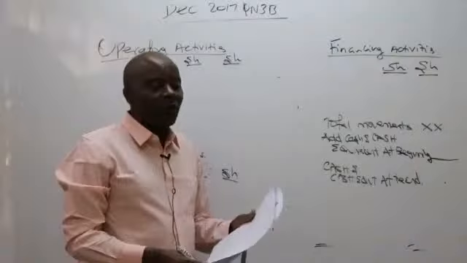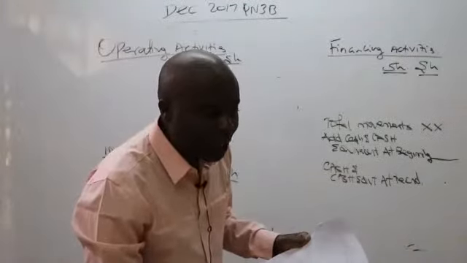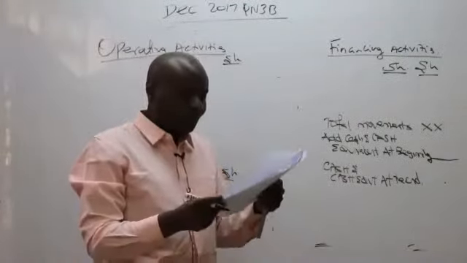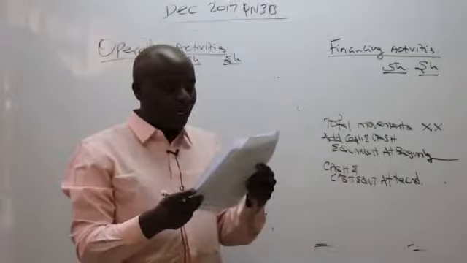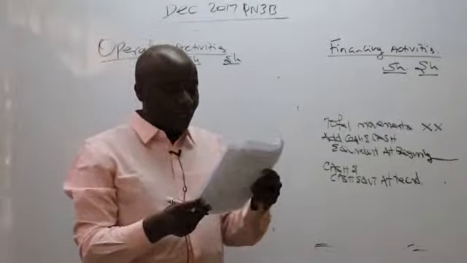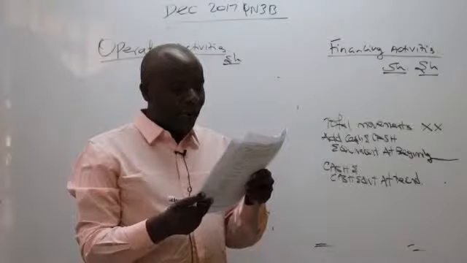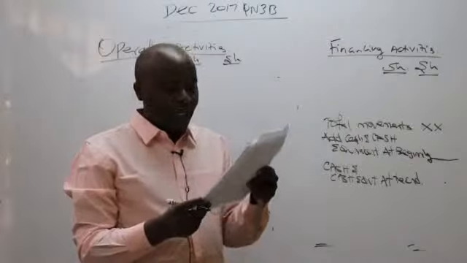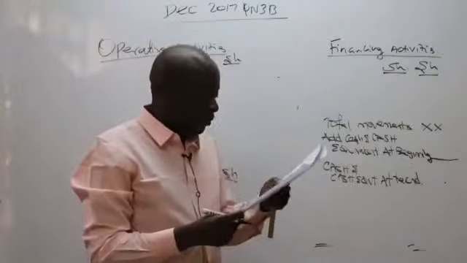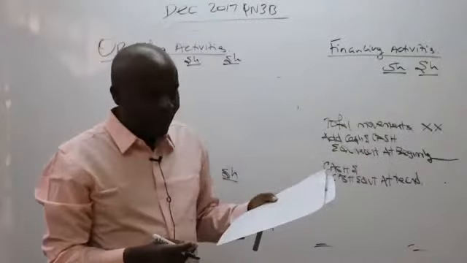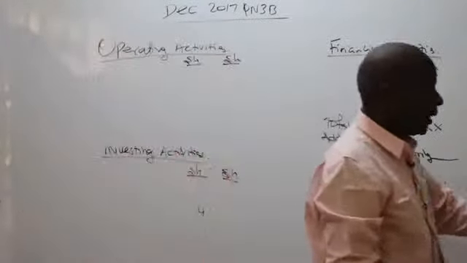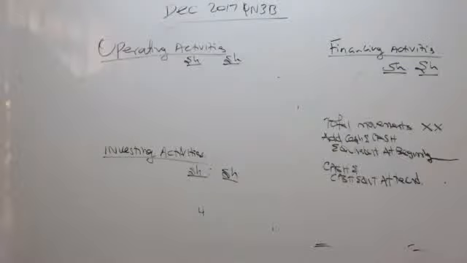Is there somebody who can give me a figure for cash and cash equivalents at the beginning? Please look at your current assets. Are you able to see the cash and cash equivalents? Can somebody give me the figure?